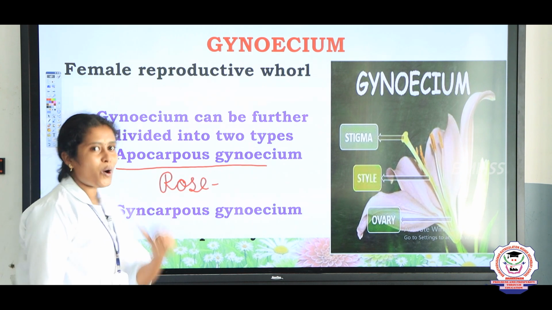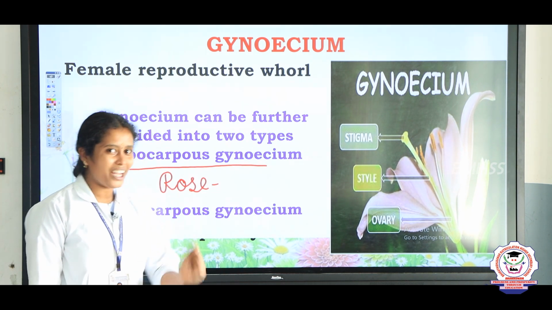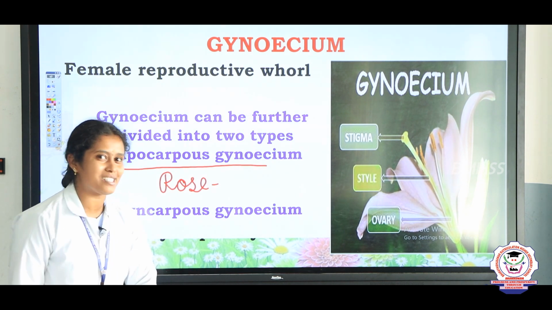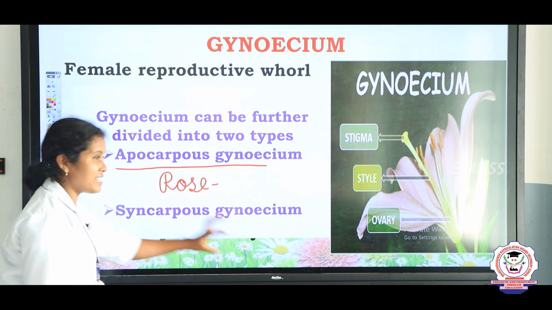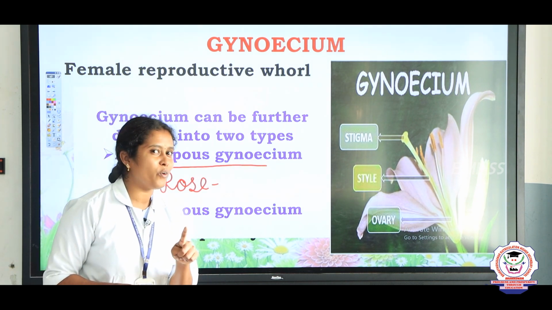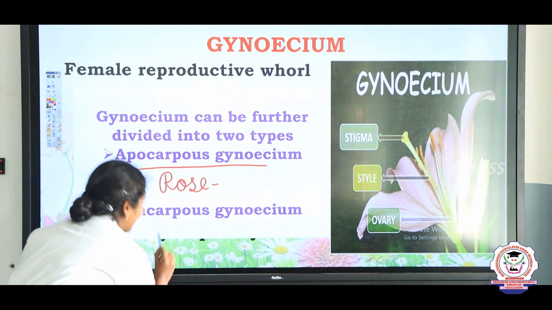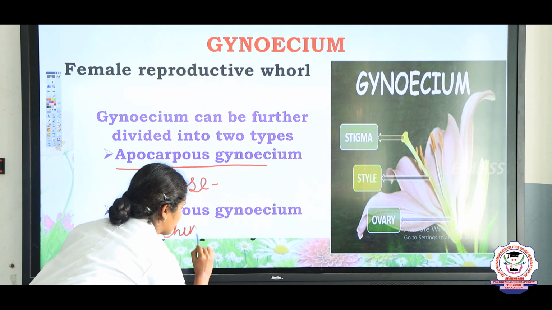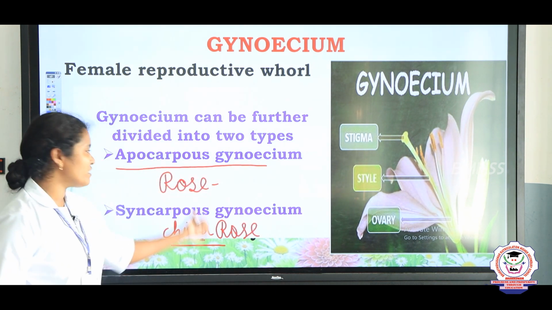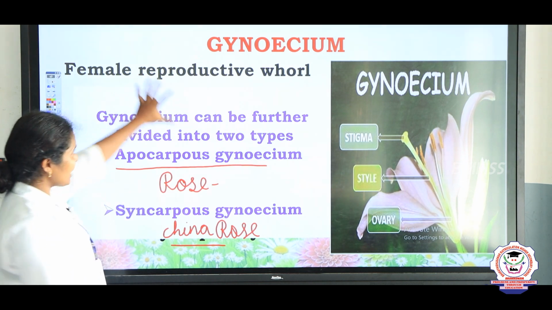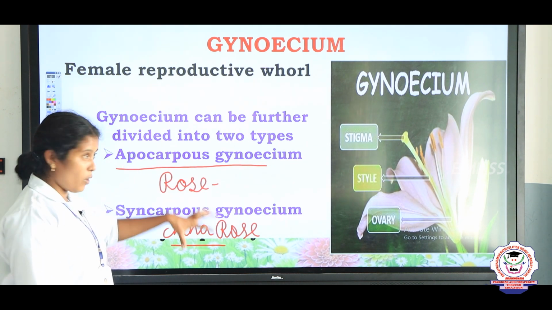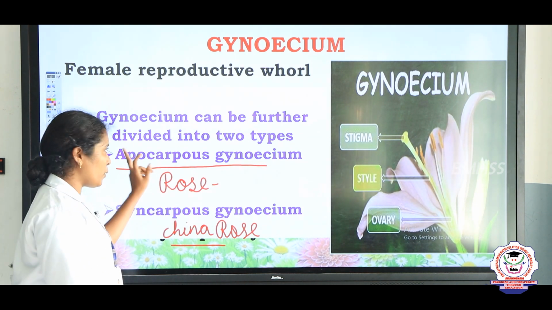And the next one, syncarpous gynoecium. What is it? In the case of syncarpous gynoecium, the carpels are fused. What is the example of syncarpous? China rose, which is also known as hibiscus. Yes, the example is China rose. This is the example of syncarpous gynoecium. So, based upon whether the carpels are free or not, it is divided into two types, apocarpous and syncarpous.